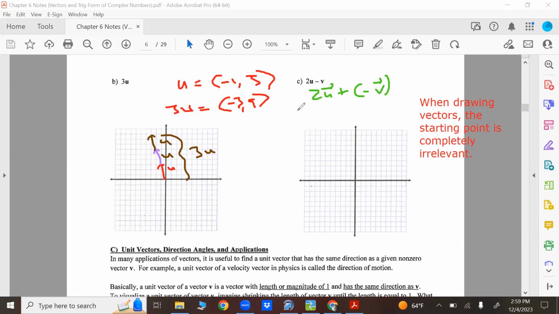So u is -1, 3. So you're gonna have 2 times -1, 3, plus, and if you reverse v, reverse means you change the sign of it. That's all. So it'll be -4, -7. So overall, it's going to be -2, 6 plus -4, -7. Or it's going to be -6, -1.